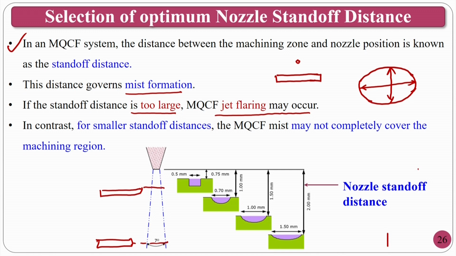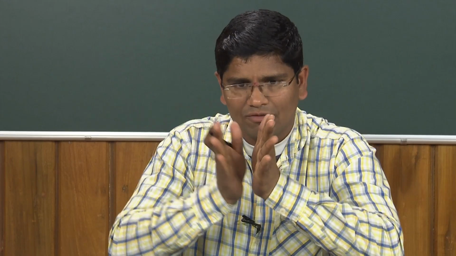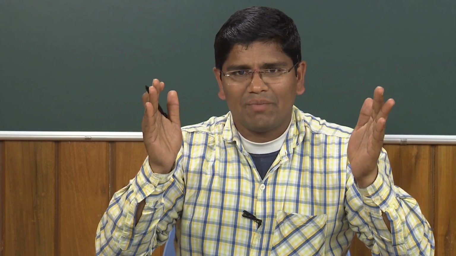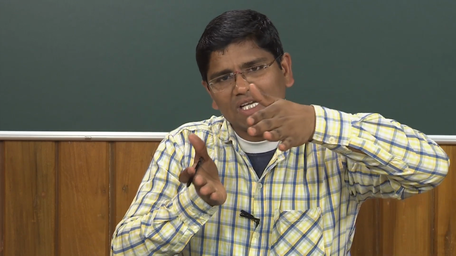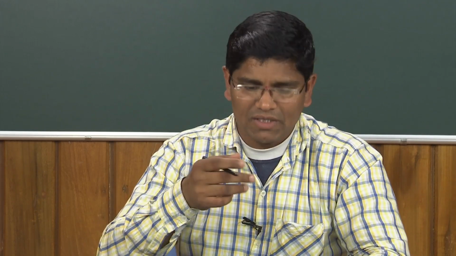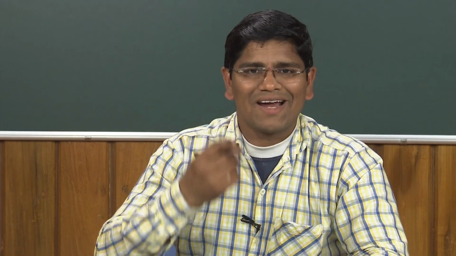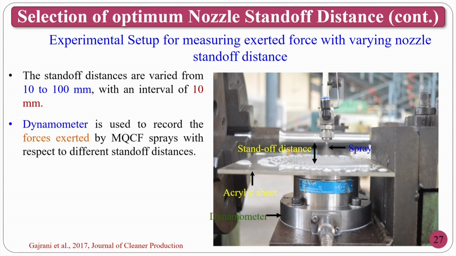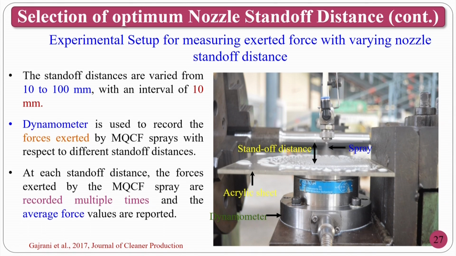Only, the spray will also diverge from the slit. That means my slit is covering my major axis, and the diverging in the perpendicular direction covers my minor axis. For that purpose, you have to choose the right type of nozzle. So for the selection of the optimum nozzle stand-off distance, the stand-off distances are varied from 10 to 100 mm with an interval of 10 mm.